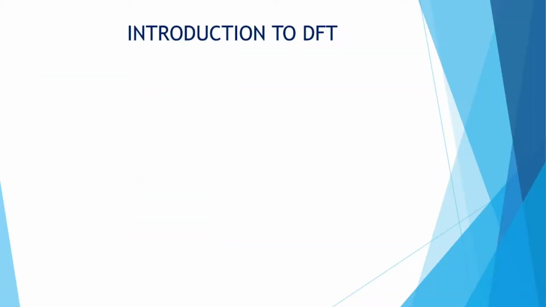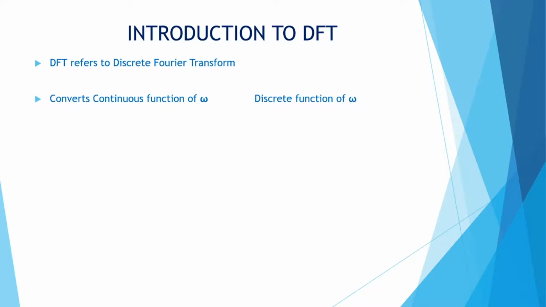So first, what is DFT? DFT refers to discrete Fourier transform. What is the working principle, or what does DFT do? It will convert the continuous function of omega to a discrete function of omega. What is omega? Omega is nothing but the angular frequency and the range will be from 0 to 2 pi.